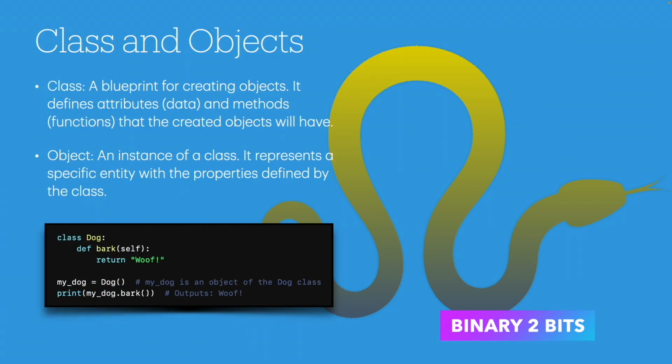So let's see what is class and object. A class is a blueprint for creating objects. It defines the attributes, data, and methods, which are functions, that the created object will have. When we define some variables inside a class, they are called attributes, and a function defined inside a class is called a method in OOPS concept. And an object is an instance of a class. It's represented as a distinct entity with the properties defined in the class.